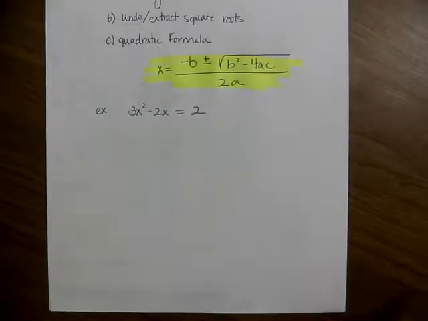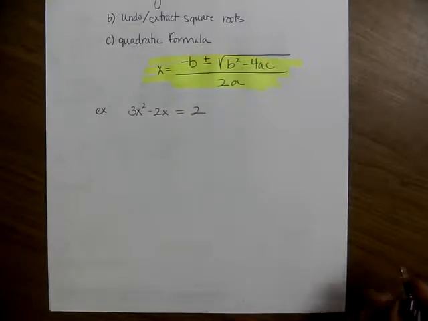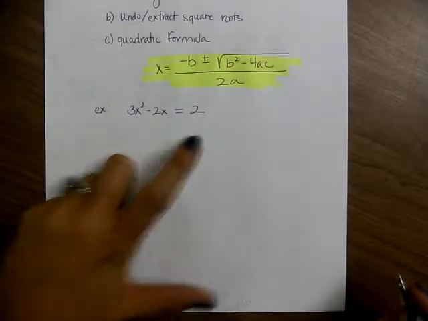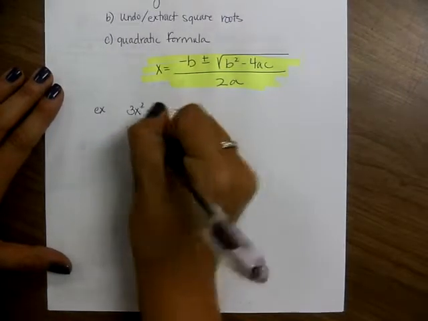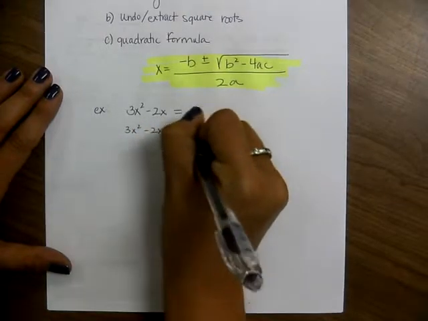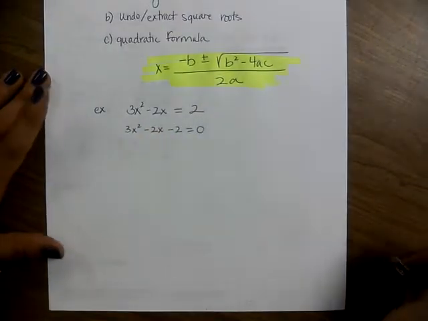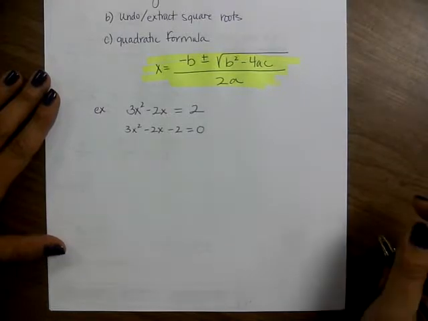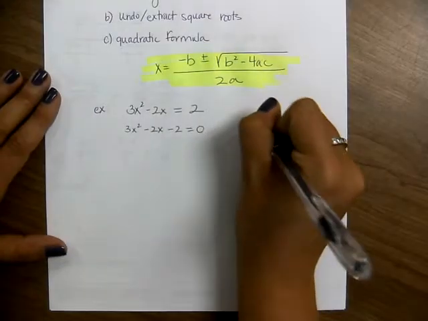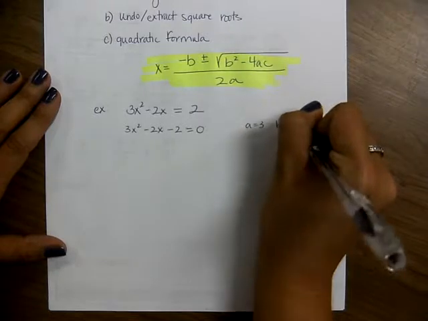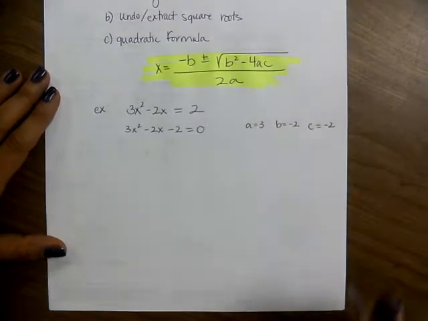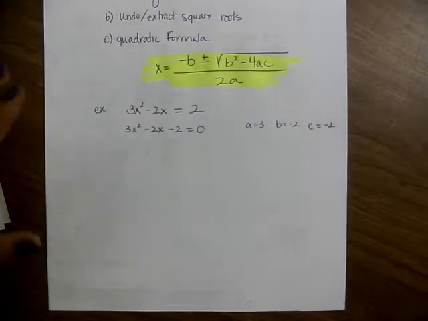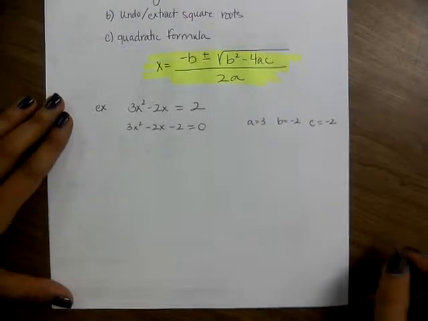Okay, now first of all, we have a small problem here, right? Because it's not in standard form. So anytime you go to solve a quadratic equation, you really want to get it in standard form. So the only thing we have to do is move the 2 over. So I'm going to have 3x squared minus 2x minus 2 equals 0. When you're thinking about the quadratic formula, you want to try to find a, b, and c. So a is 3, b is negative 2, and c is negative 2. Try not to lose those negatives, all right? And then we're just going to plug it in.